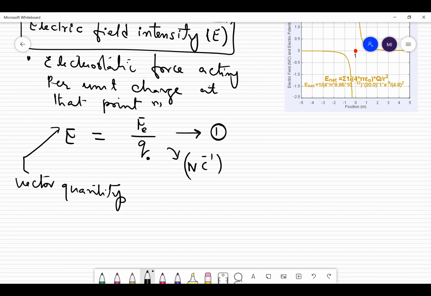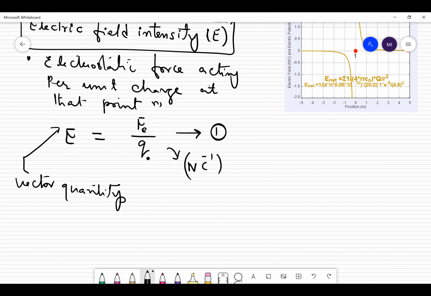Electric field intensity is said to be 1 Newton per coulomb if a source charge exerts 1 Newton of force on a charge of 1 coulomb at that point. Then it is called the electric field intensity of 1 Newton per coulomb.